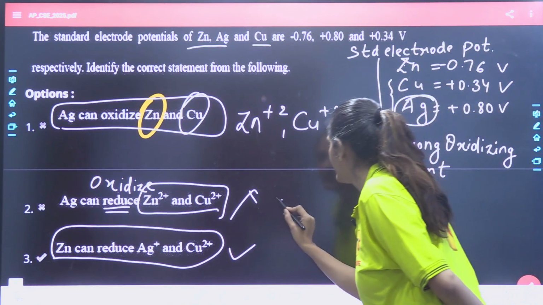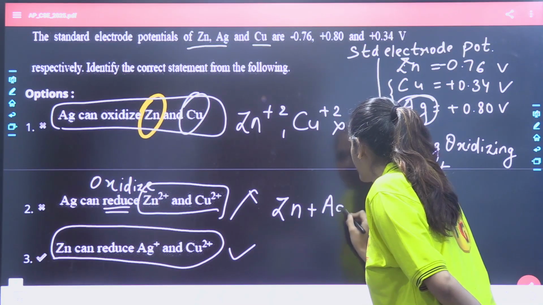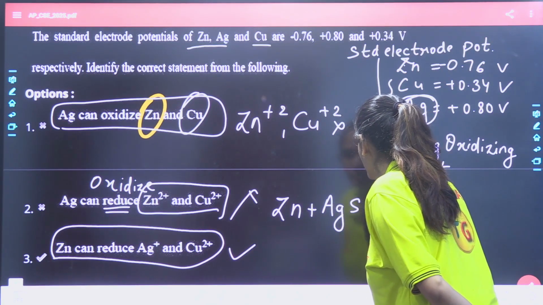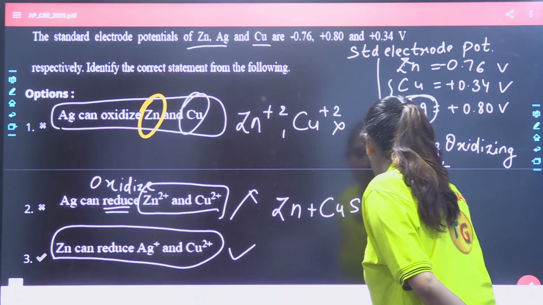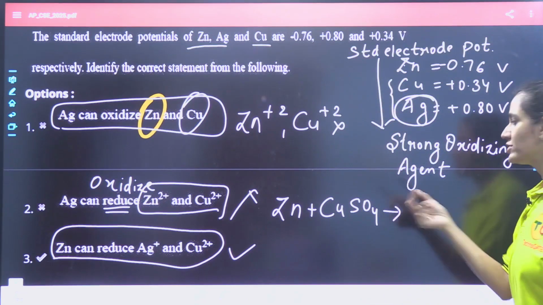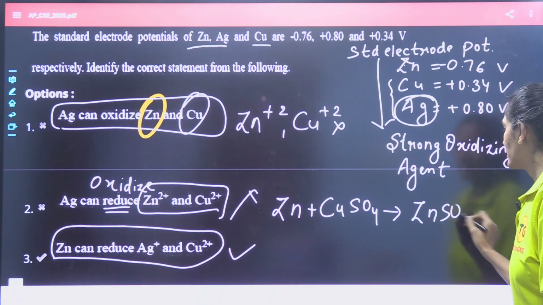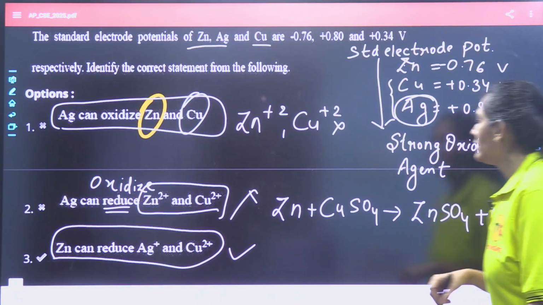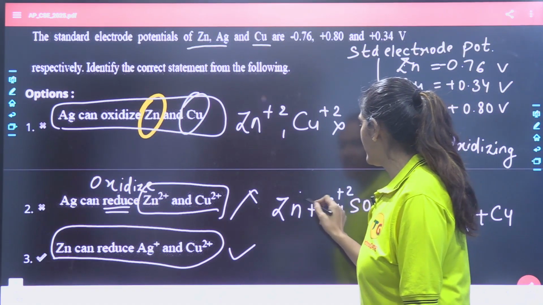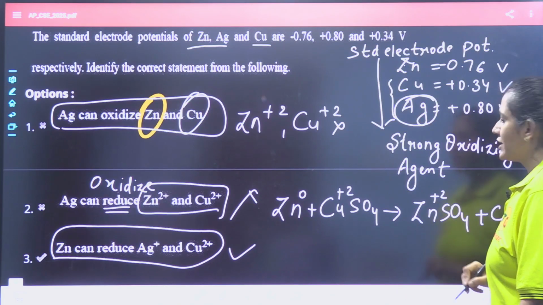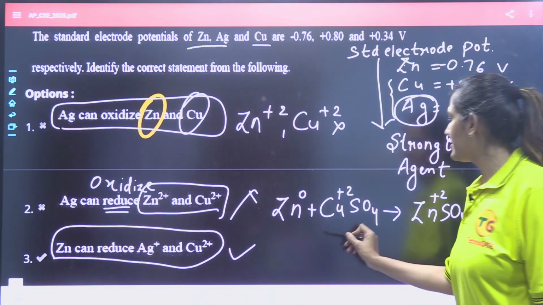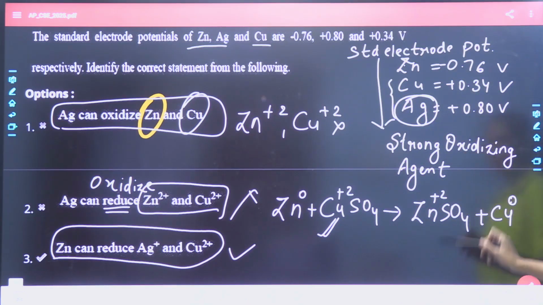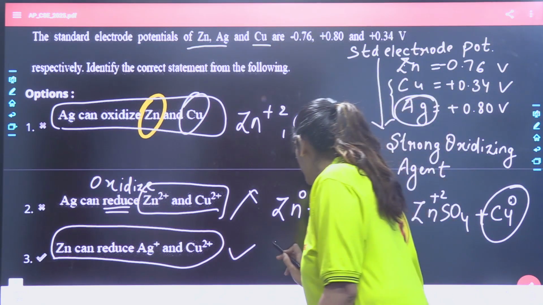See the reactions. Let's take copper. This is a very popular reaction, a displacement reaction. Here, what is happening? This is Cu plus 2. Zinc here is in 0, so it would get converted into plus 2, and this would be reduced. So this option is correct, that zinc can reduce Cu plus 2. It would reduce this Cu plus 2 into Cu, and it itself got oxidized.